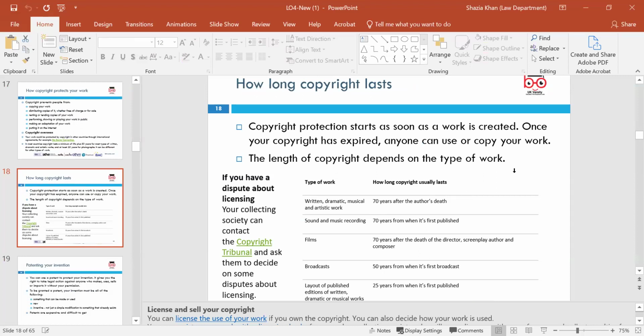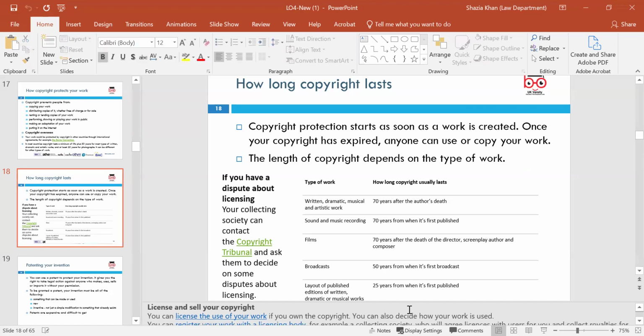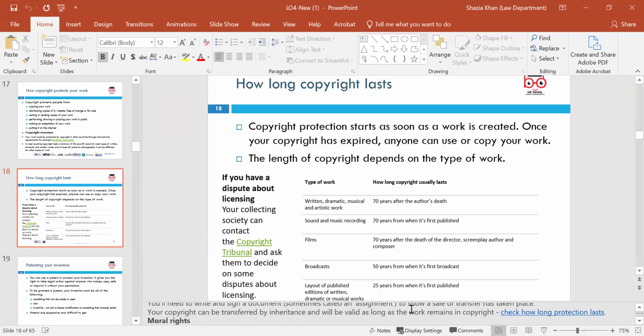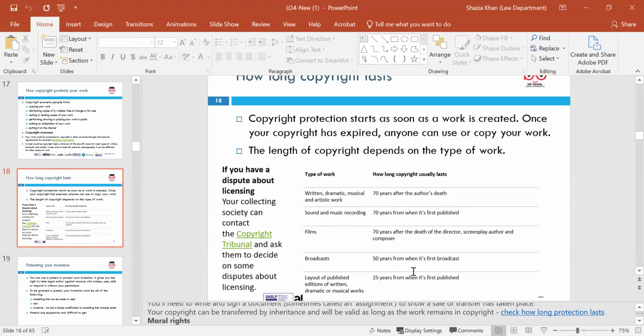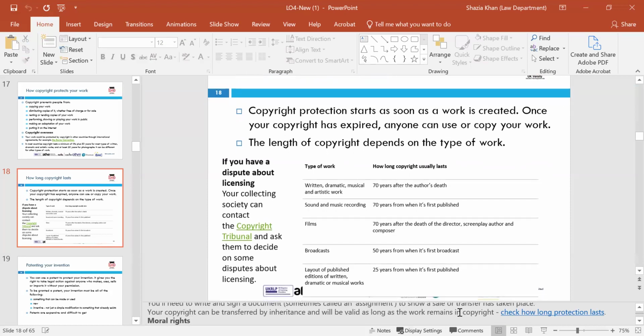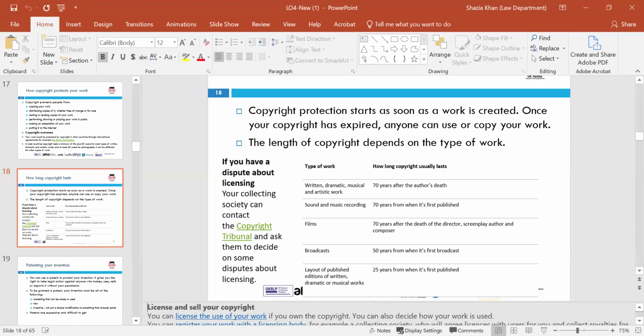How long can copyright last? As we mentioned, 70 years after the author's death. So that's if it's written, dramatic or musical or artistic work. Sound and music recording, 70 years from when it's first published. In films, 70 years after the death of the director, screenplay author, and composer. Broadcasters, 50 years from when it's first broadcast. And layout of published editions of written, dramatic, or musical works, 25 years from when it's first published.